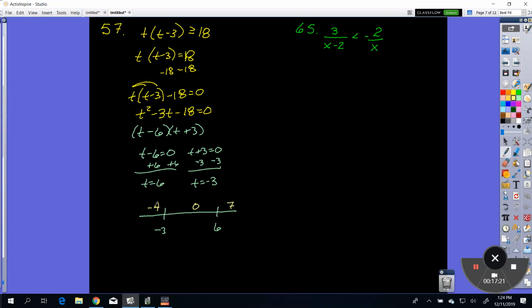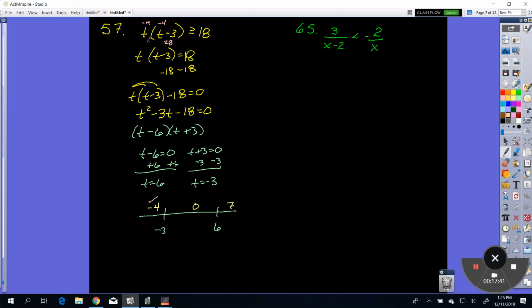So those are my test numbers, and we're going to take those test numbers and plug those back into the original equation. So negative 4, negative 4. So negative 4 times negative 7, negative times negative is a positive, is 28, which is greater than or equal to 18, so that worked.